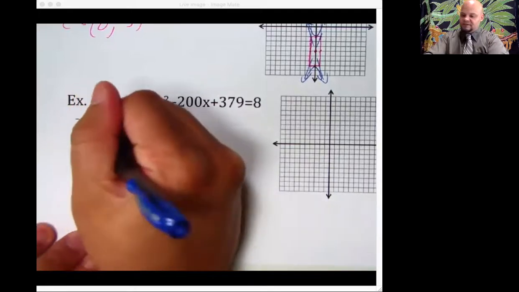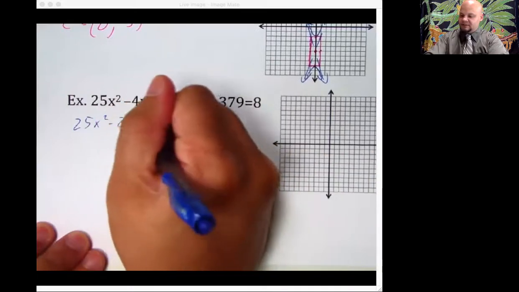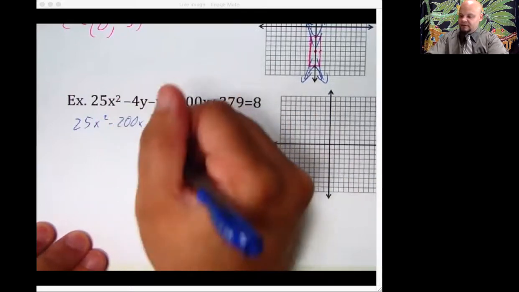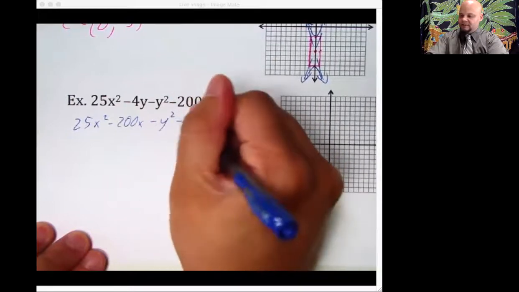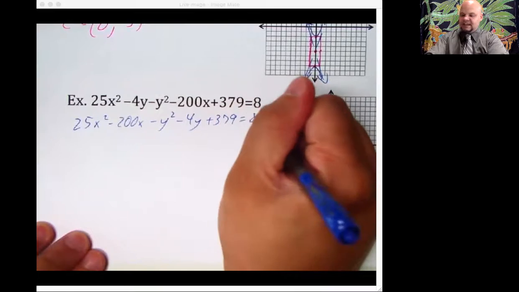So we're going to rewrite this as 25x squared, looks like it's going to be -200x, just moving this guy over here. Negative y squared -4y +379 is equal to 8.